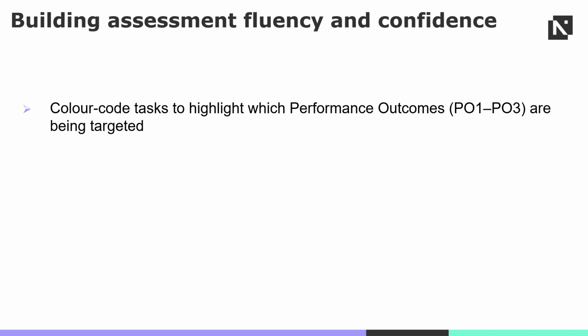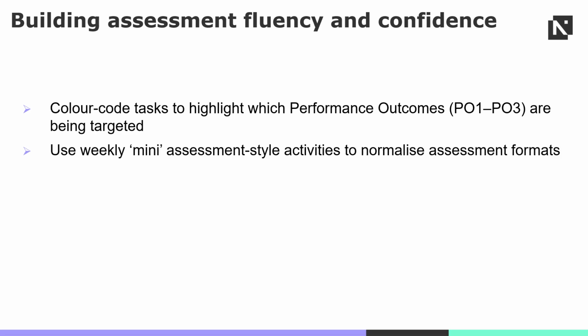We could start by colour-coding tasks linked to the specific performance outcomes. For example, if students can see that they're practicing PO2 and then see that same skill area reappear in an assessment brief, they begin to connect the dots. So it's all about making the hidden structure of the qualification more visible. Next, normalise assessment formats through weekly mini tasks. These could be short activities where students prepare devices, validate data, respond to user issues, or document troubleshooting steps. They're not just rehearsing the assessment, they're building familiarity with how to apply their skills in a realistic environment.